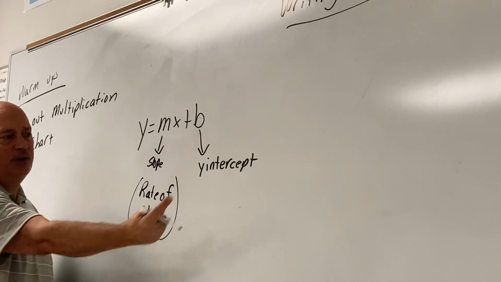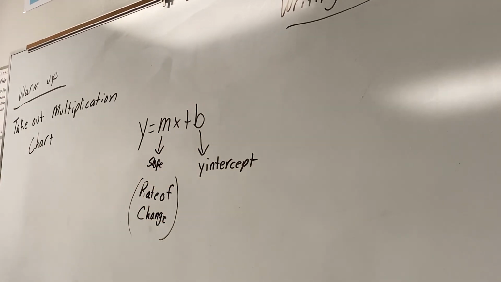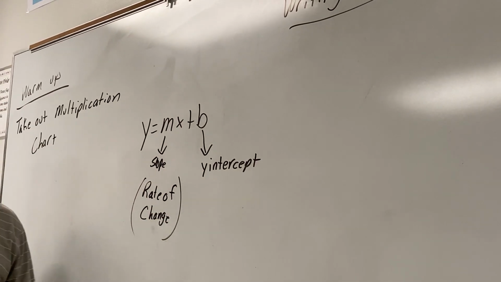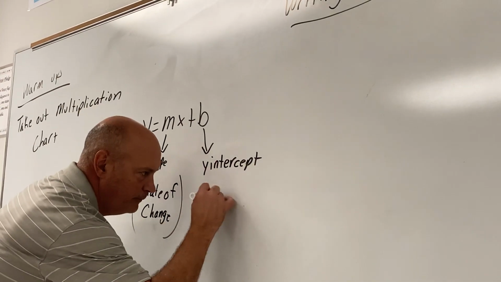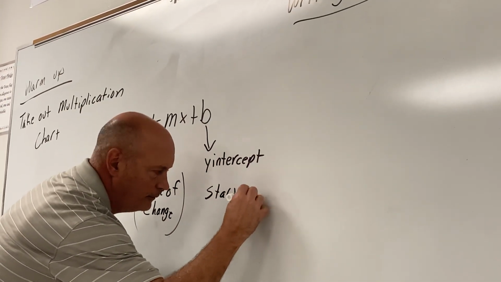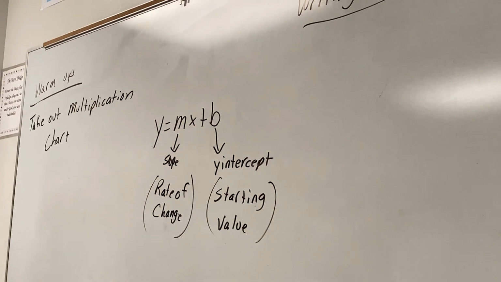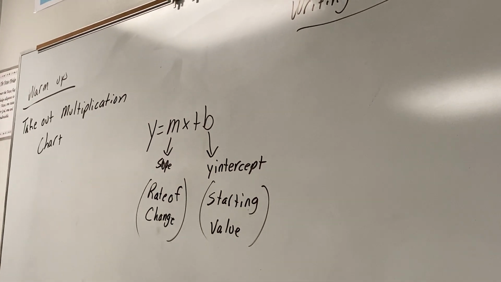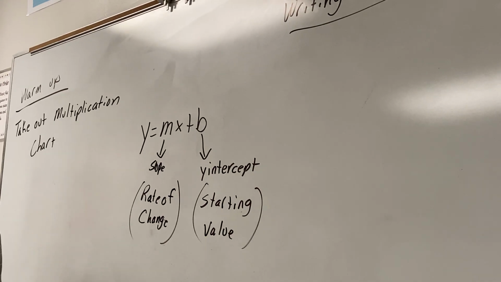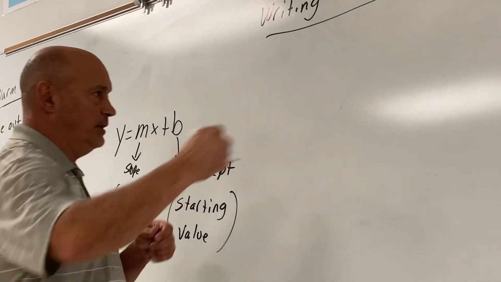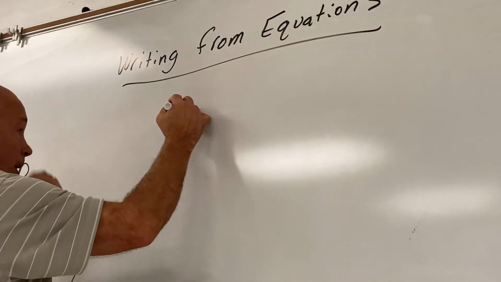And what's a better word for y-intercept? What's he start out with? Starting value. So you've got to figure out which one's the starting value, which one's the rate of change, and then we can write the equation. All right, let's start with this word problem.